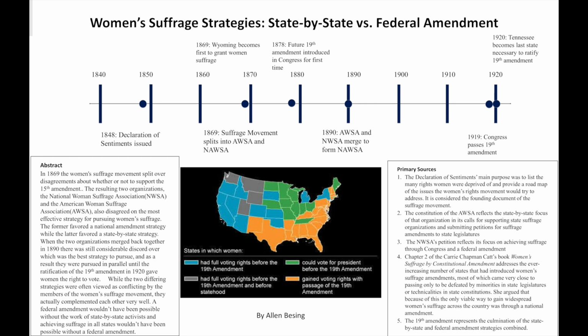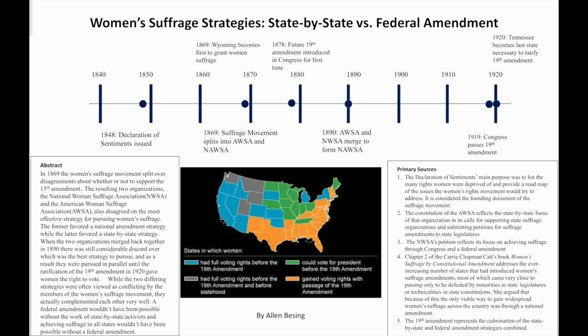And Carrie Chapman Catt called this her winning plan, the idea that if you pursue the state-by-state and federal amendment strategies together in a coordinated way, you could achieve a lot more than if you try to pursue each one separately from the other. The final one, the primary source I used was the actual 19th Amendment.